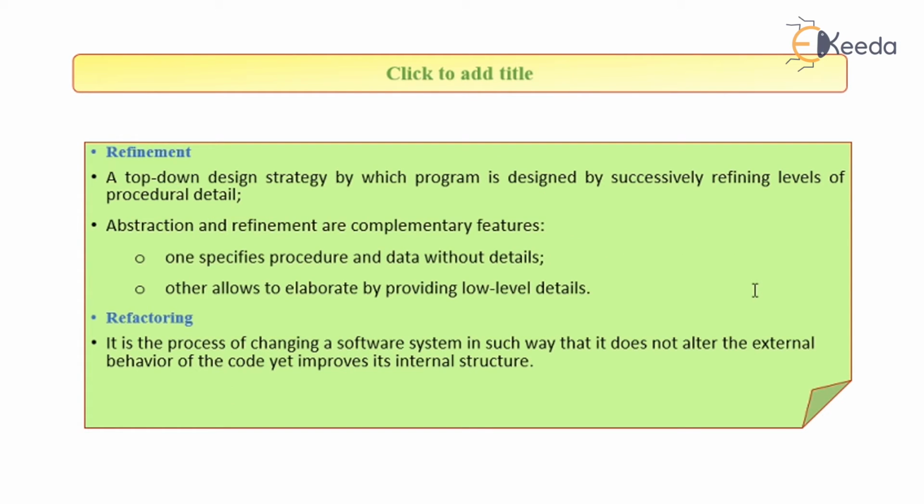Refinement. It is a top-down design strategy by which a program is designed by successively refining levels of procedural detail. That means, as I said at the first point, abstraction. At a higher level, there is less detail. At the bottom or lower level, there is more detail. Abstraction and refinement are complementary features. One specifies procedure and data without details, the other allows us to elaborate by providing low-level details. Refinement means to elaborate at the lower level by giving more details.